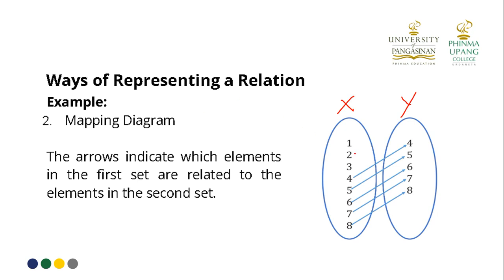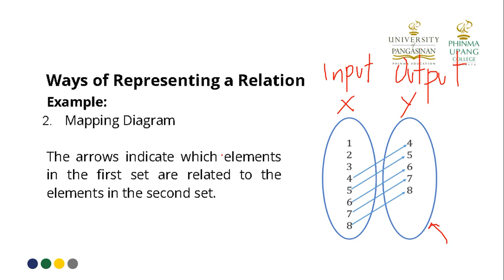In the first diagram, we have the x, and in the second diagram, we have the y. It is called a mapping diagram. X is what we call the input, and y is what we call the output. I repeat, this is the second way of representing a relation, the mapping diagram, wherein x is the input and y is the output.